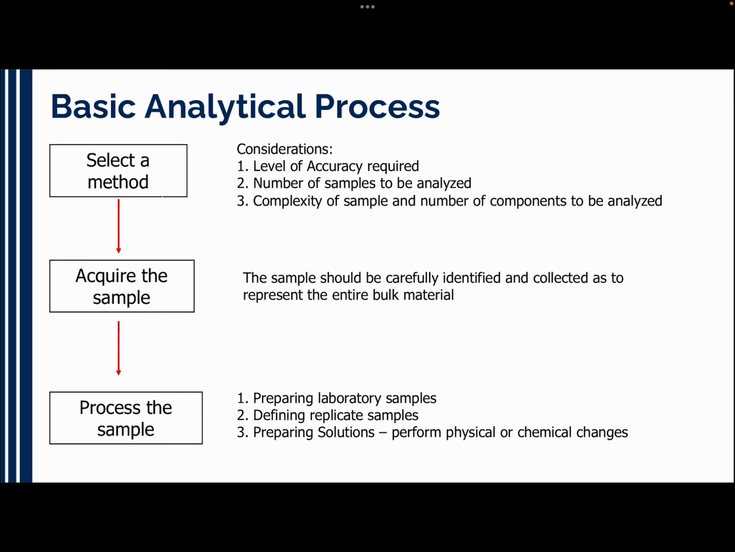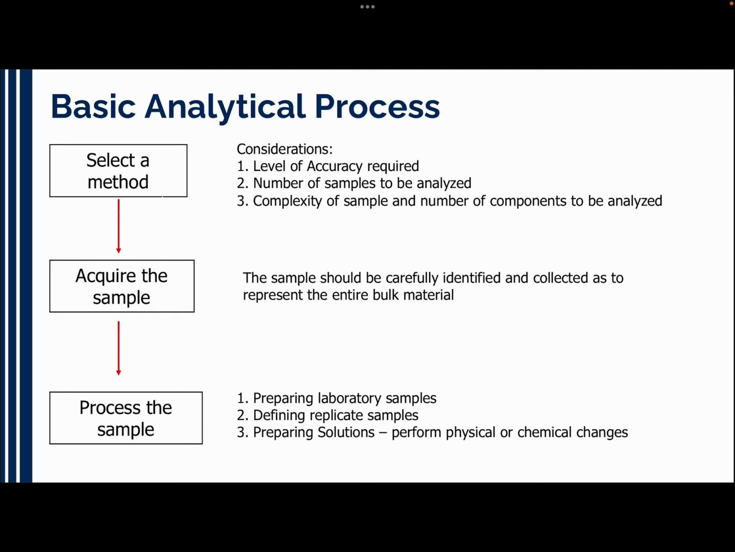So basic analytical process. So in analytical lab, naa tay gina-follow nga processes, systematic process para mag-carry out og experiment or analysis. So first is to select a method. So you will consider here your level of accuracy, the number of samples nga inyong i-analyze, then kung unsa ka complex ang sample or pila man ang components nga dapat ninyong i-analyze in that sample. And then afterwards nga nakaselect na mo og method, then you will acquire the sample. So you will have your sampling to get your sample.